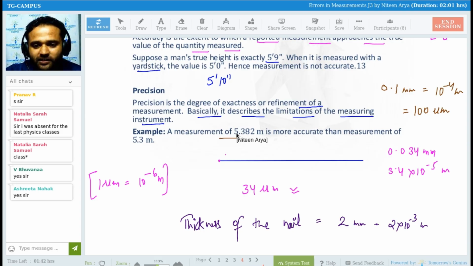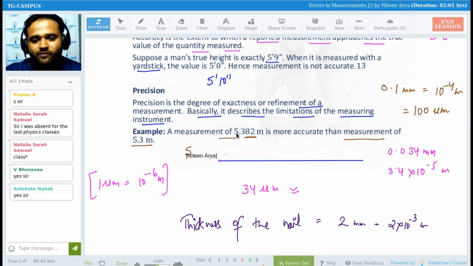For example, a measurement of 5.328 meter is more precise than a measurement of 5.3 meter because it gives you up to 3 decimal places. Only that particular instrument gives you up to 3 decimal places. That order goes until 10 to the power minus 3. Centimeter is till here, you can say 5.30 centimeter, but it can give you until millimeter. Clear? So what is precision? Precision is the exactness or the precise value of any particular measurement. Exactness means how exact you are in measuring that particular thing. Clear everyone? Clear? Good.